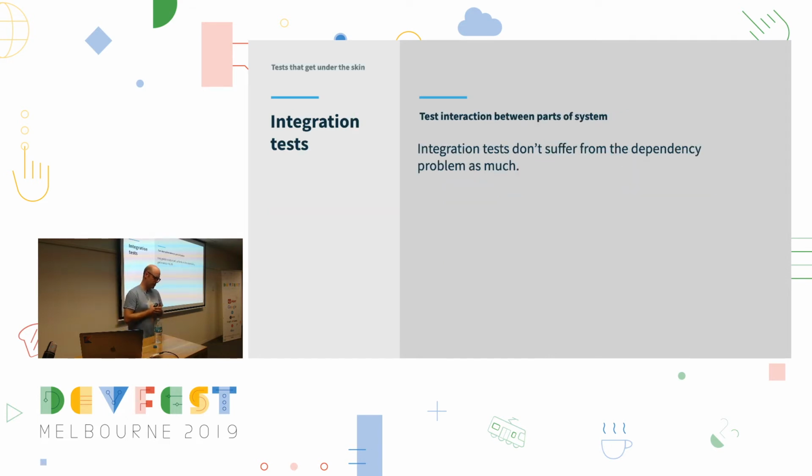So let's talk about integration tests for a moment. Because integration tests have real dependencies, they don't suffer from the same problem as much, which is great. But they might hit our backend, right? We're integrating also systems that are not in our control. So now we're depending on a different system, and that also comes with its own problems.